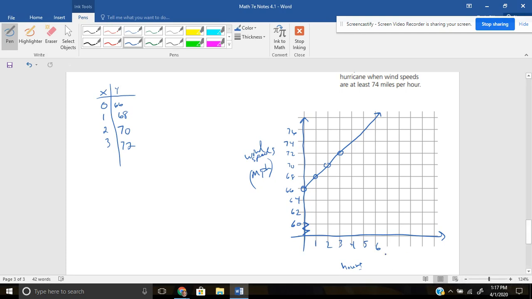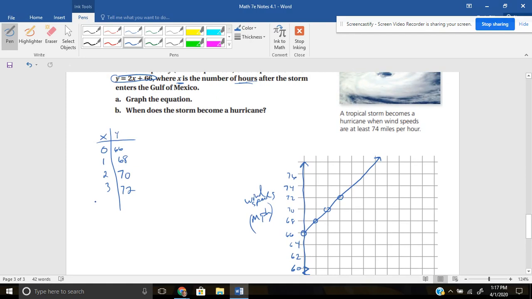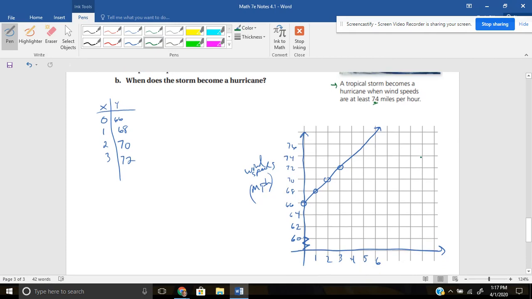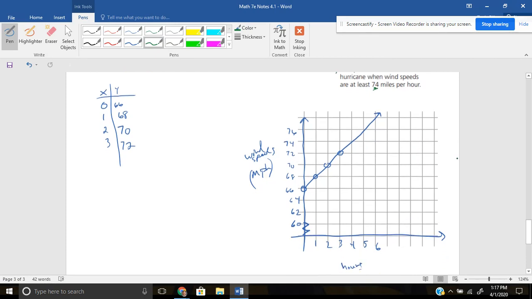Letter B then asks, when does the storm become a hurricane? Well, let's reference our diagram over here. It says a tropical storm becomes a hurricane when wind speeds are at least 74 miles per hour. So let's look at our graph and see after how long are my wind speeds 74 miles an hour.